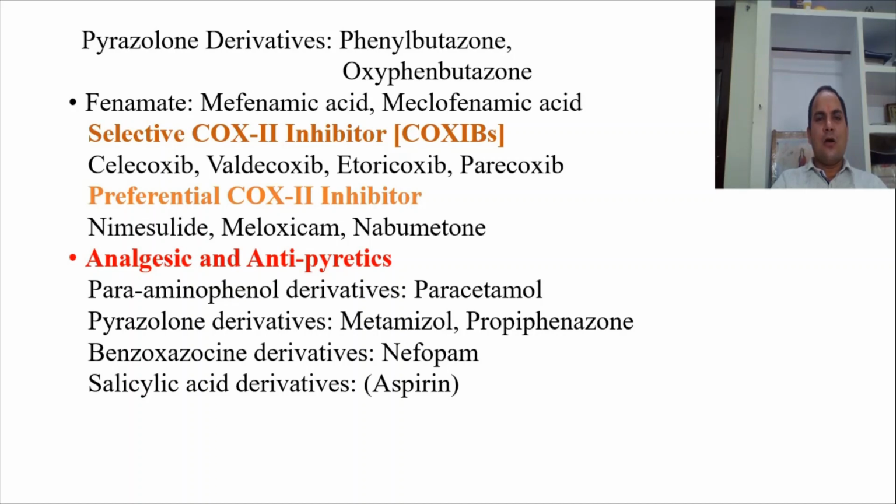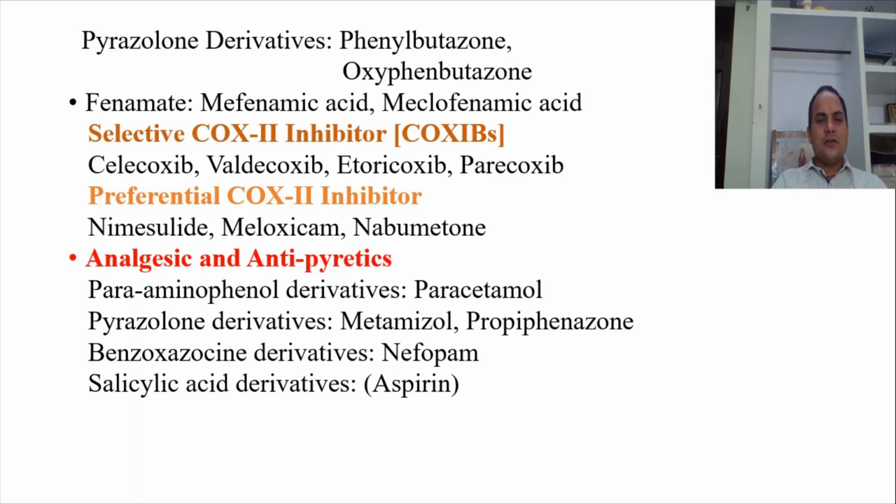Next are the selective COX-2 inhibitors. Examples are celecoxib, rofecoxib, etoricoxib, and parecoxib. Next are the preferential COX-2 inhibitors: nimesulide, meloxicam, and nabumetone. Next are the analgesics and antipyretics: para-aminophenol derivatives, paracetamol. Next are the pyrazolone derivatives. Examples of drugs are metamizole, propyphenazone, and phenazone.